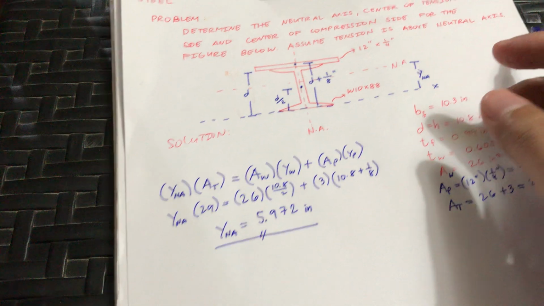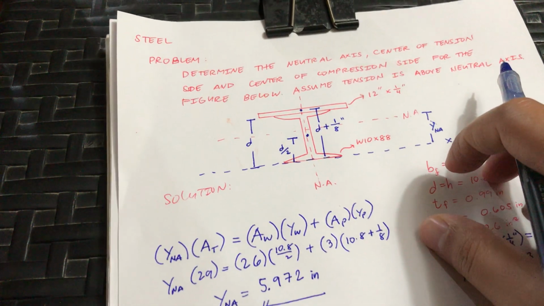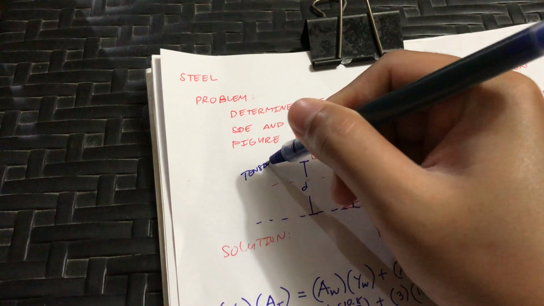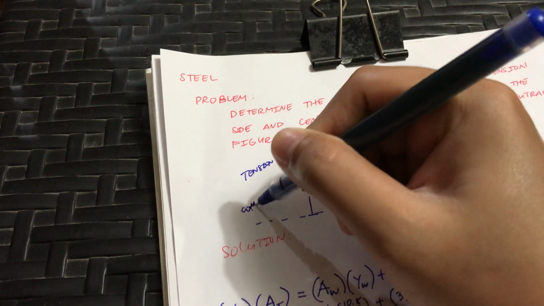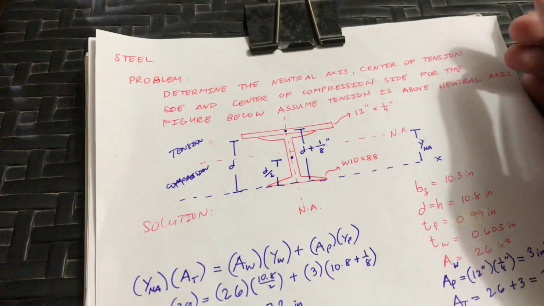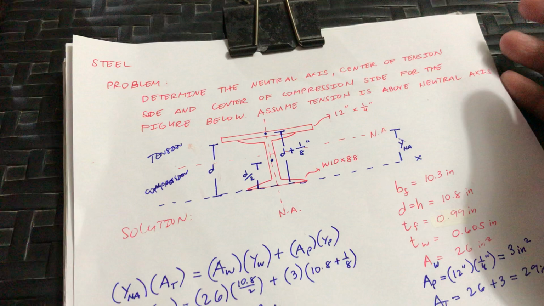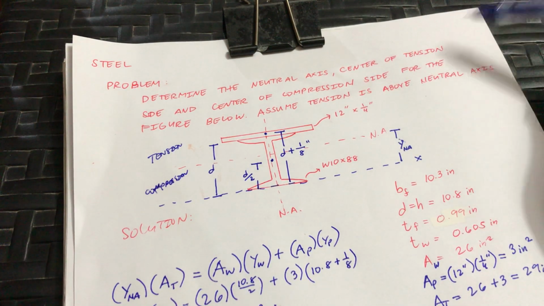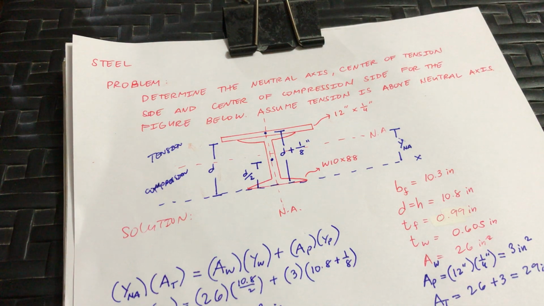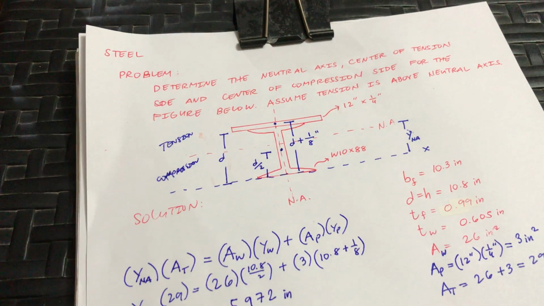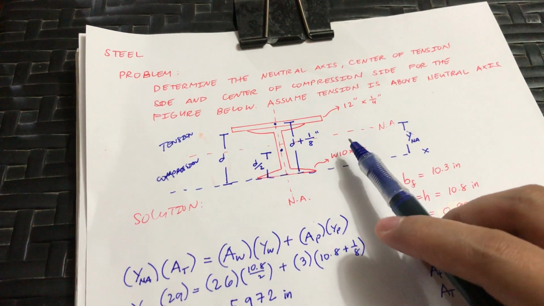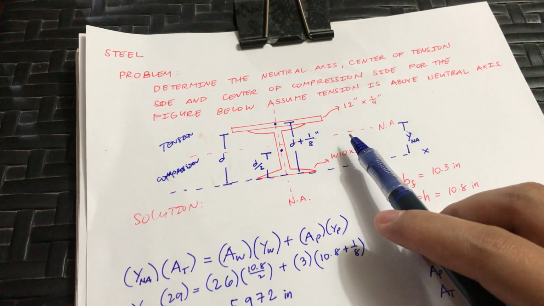Next, we now solve for the center of tension and the center of compression. Now, as stated, this would be the tension side, and this is the compression side. Okay, tension side is above the neutral axis, while the compression side is below. Okay, tension is above neutral axis. Now, to solve their corresponding tension and compression side, we need to cut our figure at the neutral axis and then solve individually. Let's start with solving the compression side.